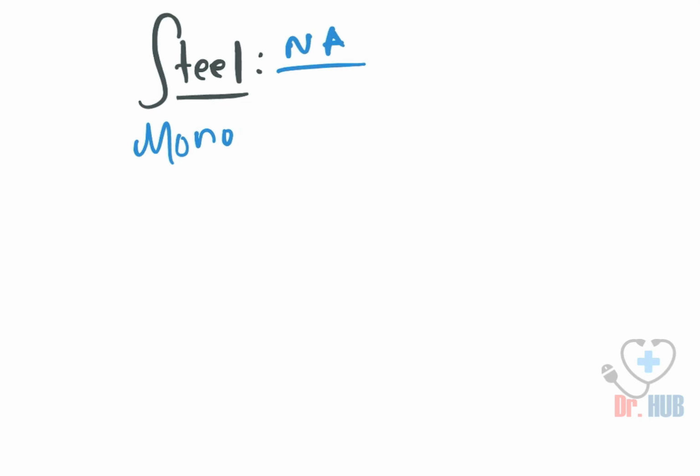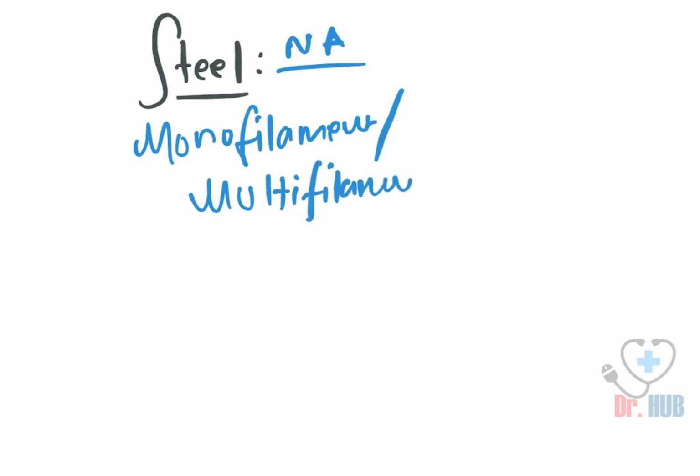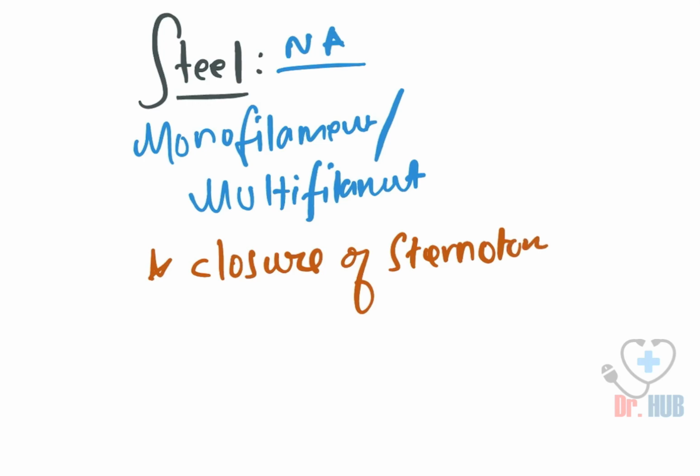So steel again, it is non-absorbable, and the type is monofilament as well as multifilament. And what is the use? The use is that it is used for the closure of the sternotomy wounds. It is used to close the sternotomy wounds.